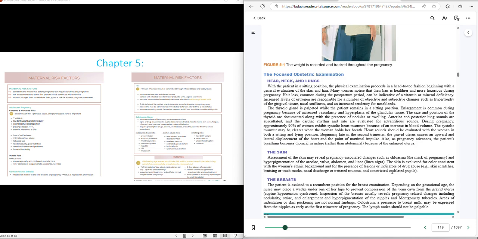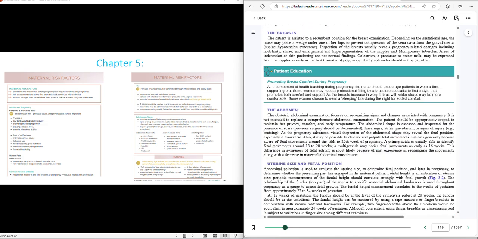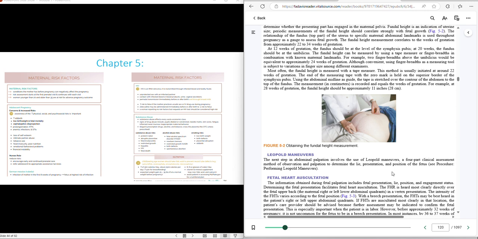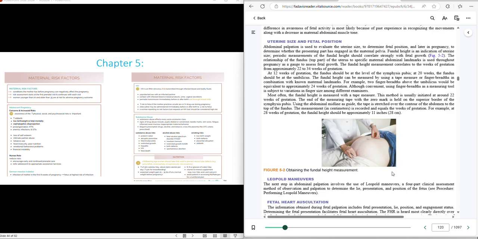Page 119 just goes through the different focused exams. Just make sure you read through that. This is showing how to measure the fundal height, the uterine size, the fetal position. You measure from the symphysis pubis on up into the top of the fundus, which is the top of the uterus. Okay.